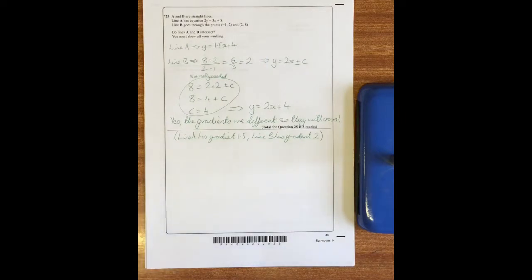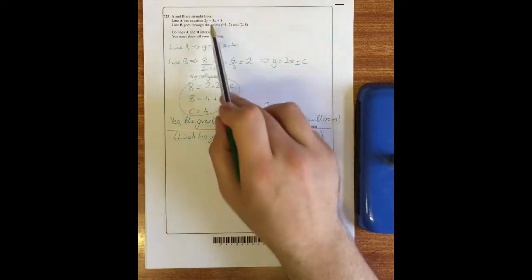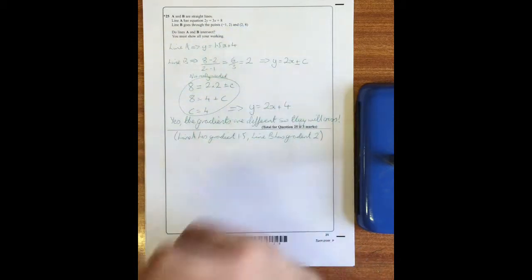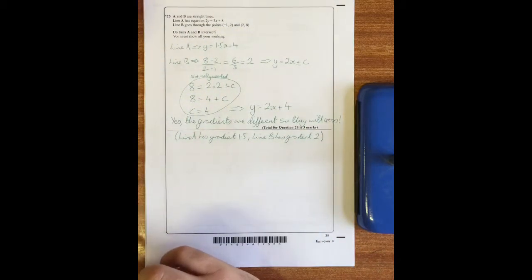Question 25. A and B are straight lines. Line A has this equation and line B goes through these 2 points. Do lines A and B intersect? The key thing here is to realise that if two lines have different gradients, then they will cross at some point. So we just need to show that both lines have different gradients.